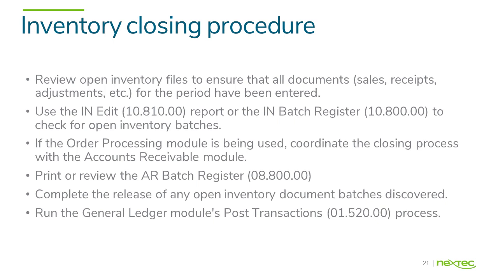If the order processing module is being used, coordinate the closing process with the AR module. And the reason for that is when you run your sales journal, remember that it creates an accounts receivable transaction and it also creates an inventory issue transaction. So you want to make sure that those are tied together. Complete the release of any open inventory documents, and then you run the GL module's post transaction to complete that.